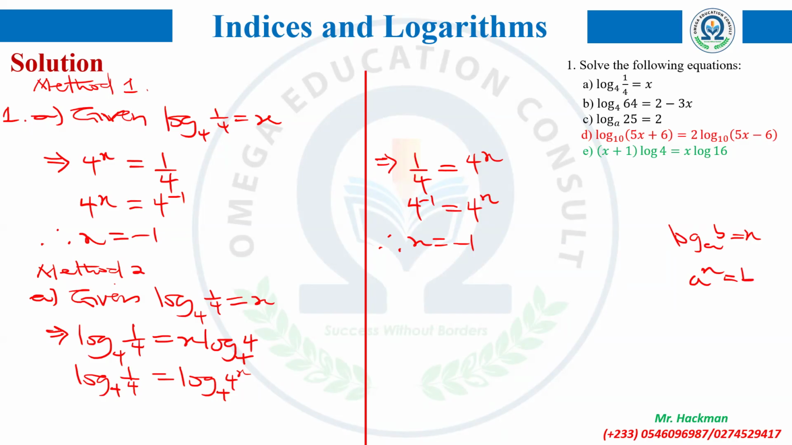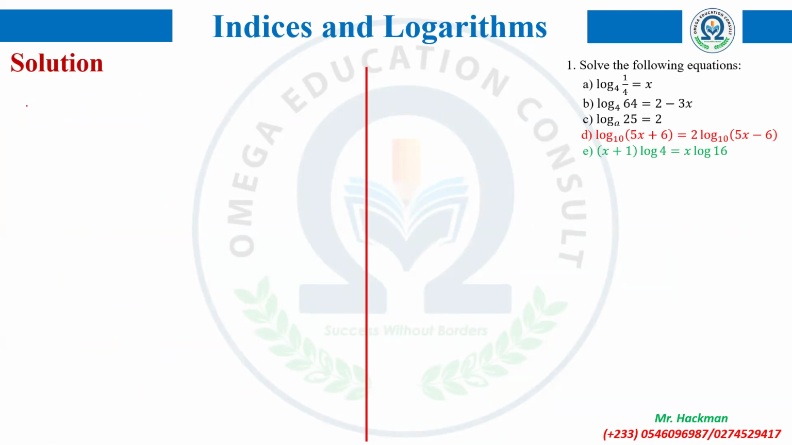So that's what we are going to use. Now let's see how best we can use method one to solve that of B. And if need be, we'll look at method two too and see how best we can use that method in such a situation. So let's move on to the next slide, where we are looking at the solution to B. 1B, what are we given? We are given log to the base 4 of 64 is equal to 2 minus 3x. Is that clear?